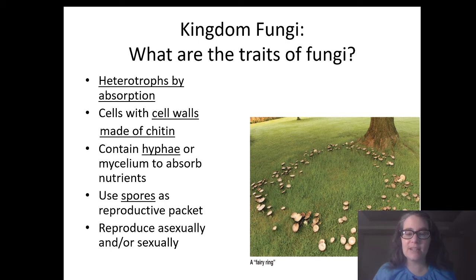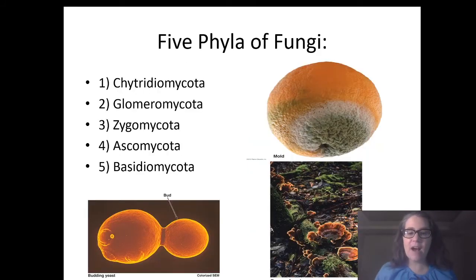And this particular kingdom gets their energy by being heterotrophs by absorption. So they use these hyphae as almost feeding tubes to then absorb their nutrients. There are 5 phyla of fungus, and many of these you don't know, but they are separated based on how they reproduce and the spore structure and how those spores and reproduction goes down.